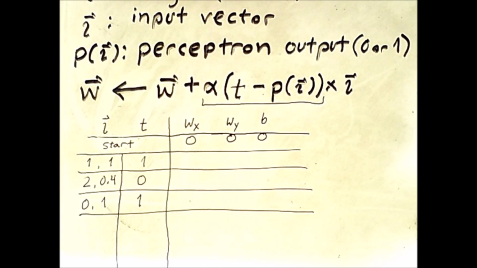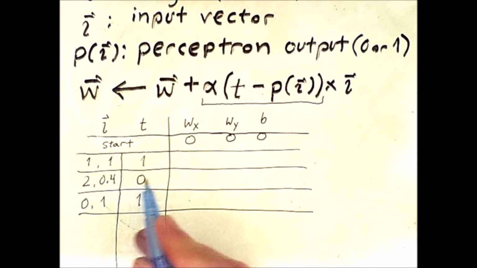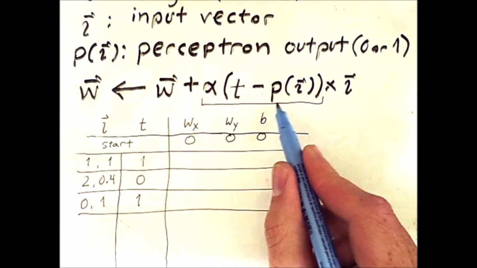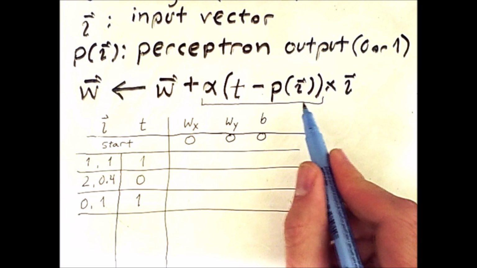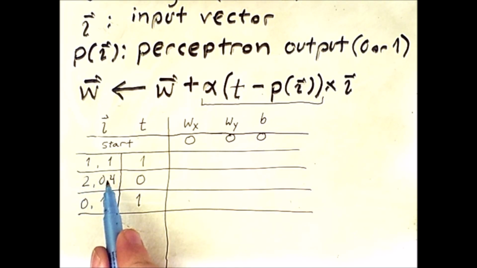The labels are arbitrary. So let's see what happens as these examples get exposed to the perceptron. If we take 1, 1, first we have to compute what P of the inputs is. So what is the actual perceptron output for that input?